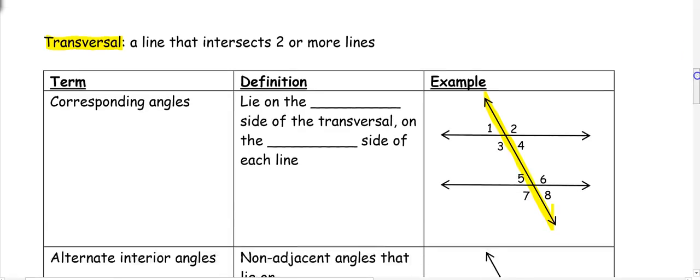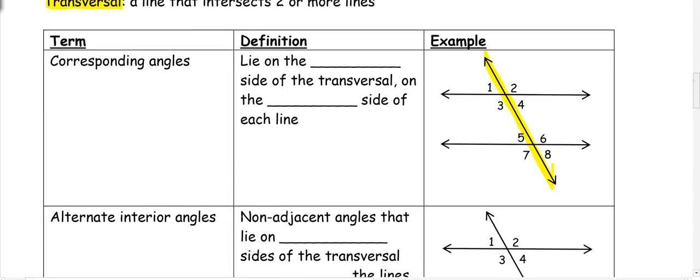So our first type of angle pair then, using a transversal, is corresponding angles. So corresponding angles lay on the same side of the transversal and on the same side of each line. Another way to think about corresponding angles is that in the group of four angles, they're going to be in the same position as each other.